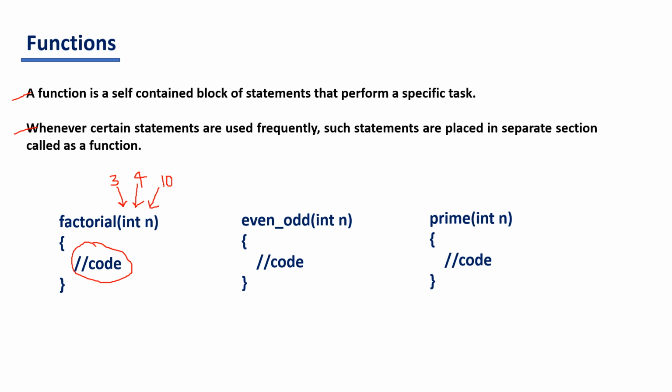That means the function is defined only once. What we are doing here, we are not writing the same code for each and every number. We are writing the code in a function that is defined once, and that function is used for any number and for any number of times. This feature is called code reusability.